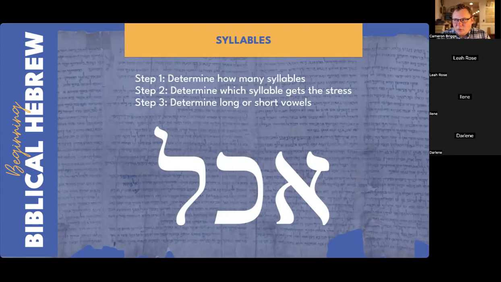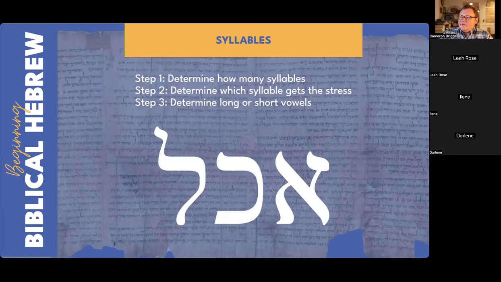So step 1, let's determine first how many syllables are in this word. All of these words, I've cherry picked these ones. They all have 2 ah sounds. And so this word right here is pronounced ahal. It means to eat. So how many syllables are in this word? Again, if we're going back to grade school, when in doubt, clap it out. Ahal. Ahal. So there's 2 syllables.